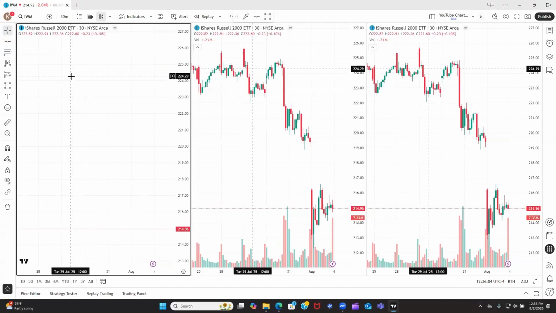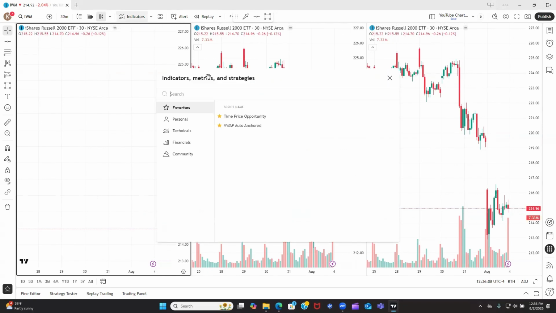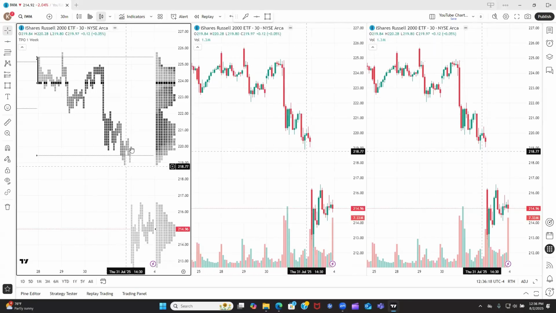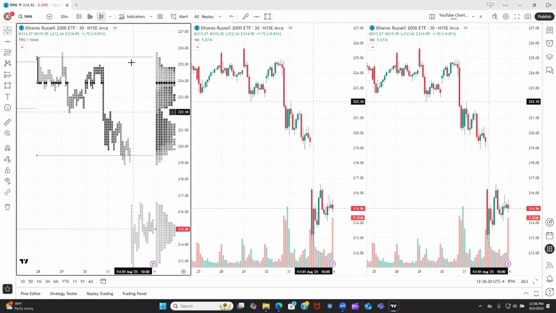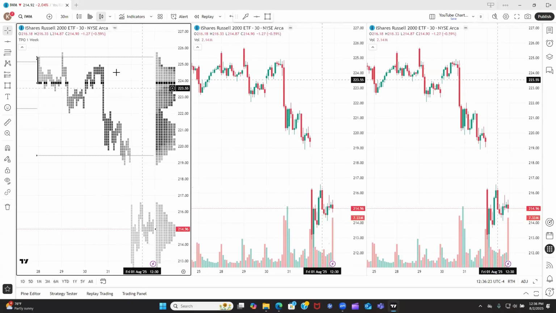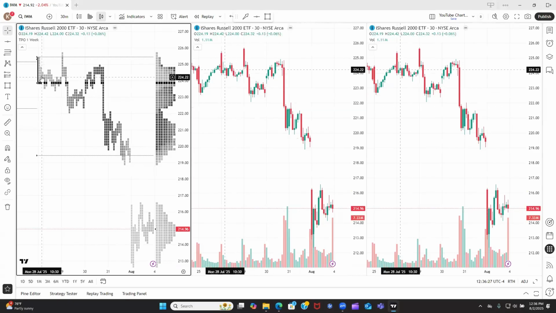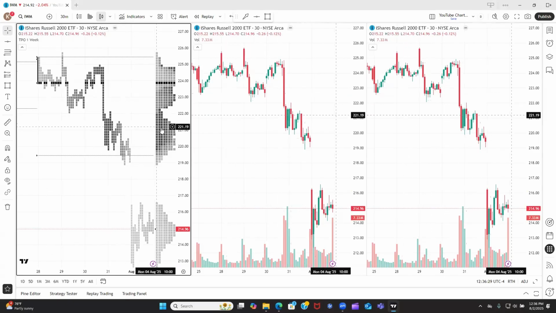All right. In order to add the TPO, we'll just go into indicators, and I already have it clicked as my favorite. Time price opportunity is what TPO stands for. Go ahead, click on that, and it takes a minute to come up. And now we have a TPO. Now, again, the far left chart is my weekly. So each profile represents 1 week. Right, so this whole thing is a week.